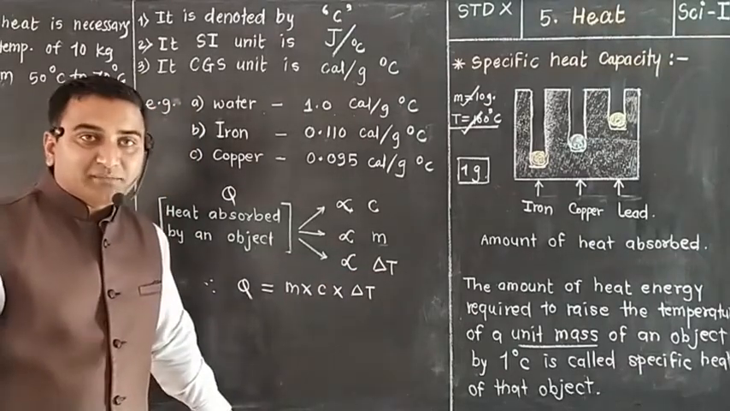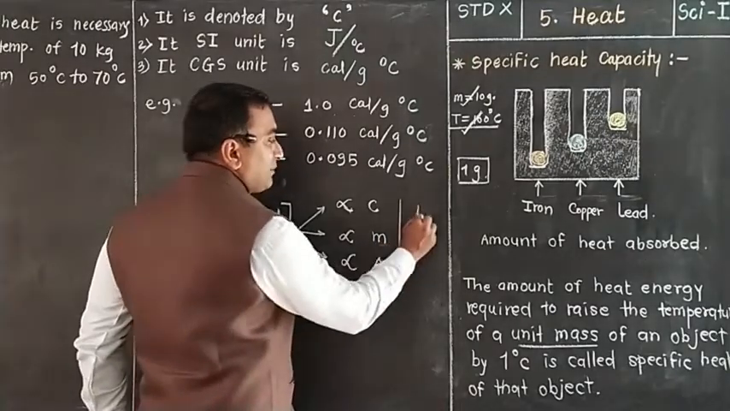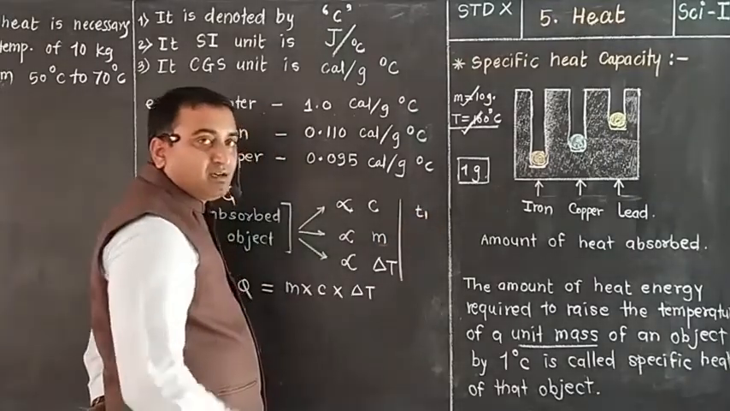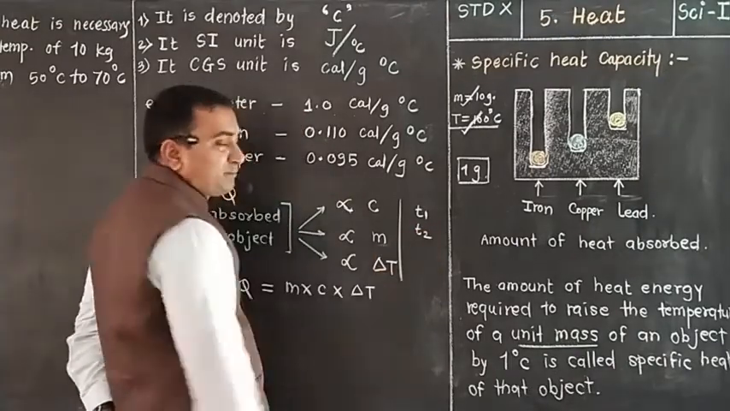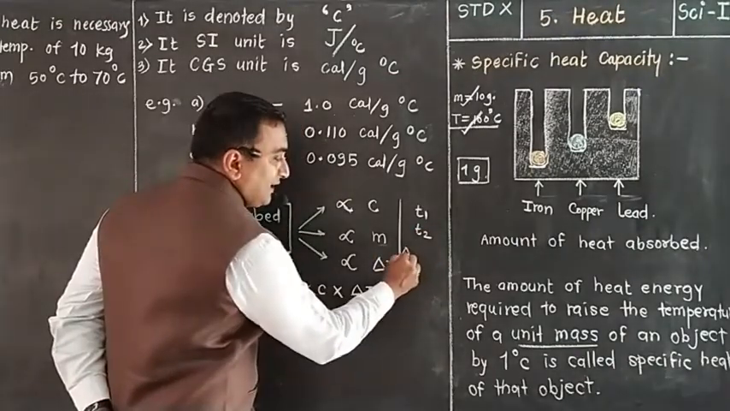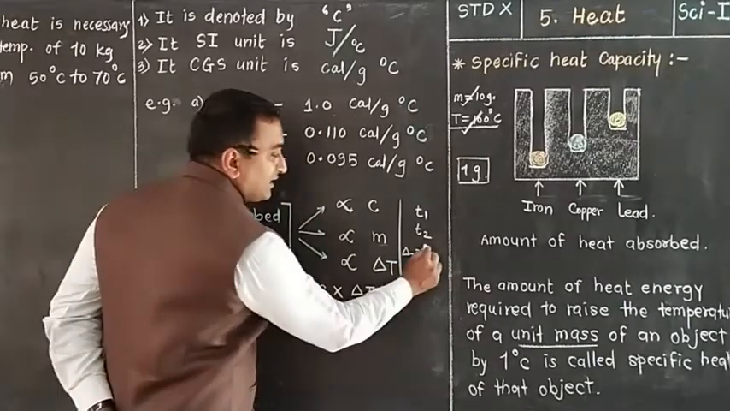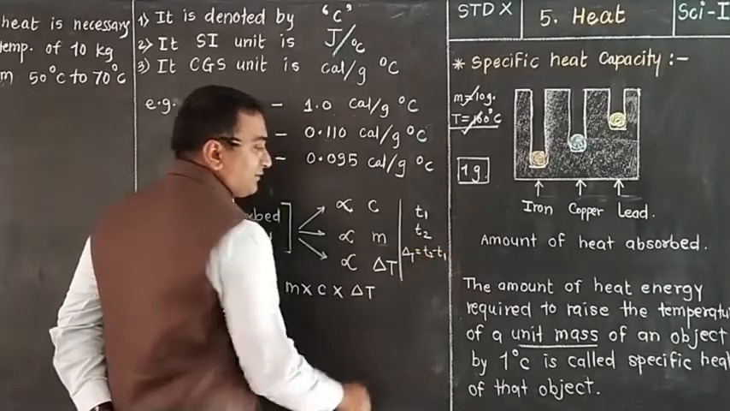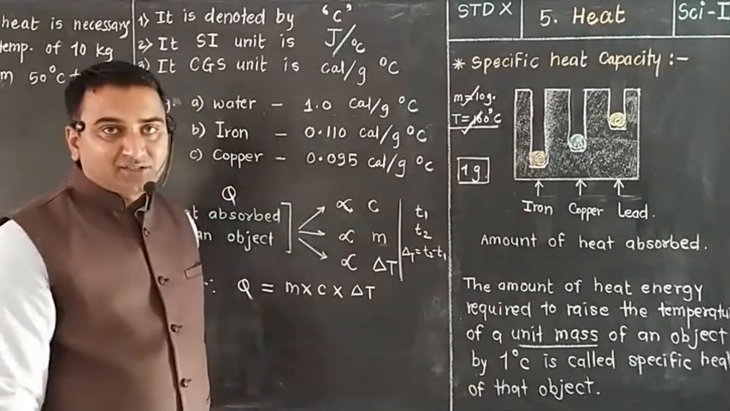Change in temperature means what? Suppose when you have started to give heat, that temperature is T1. And when you stop that activity, the temperature is T2, that is the final temperature. So delta T, the difference in temperature, is T2 minus T1, that is, final temperature minus initial temperature.